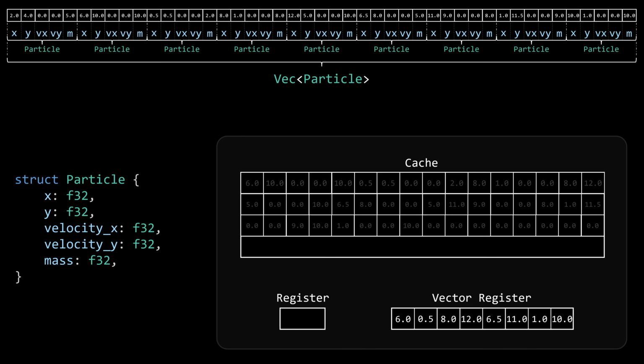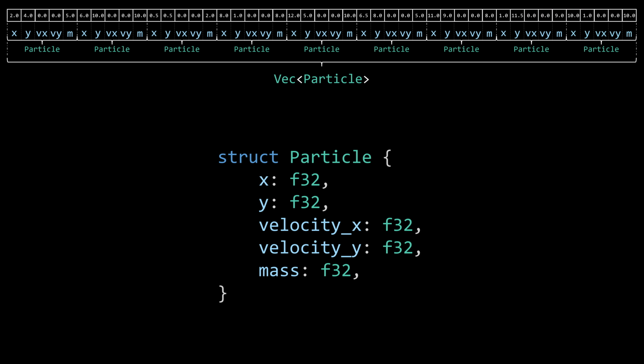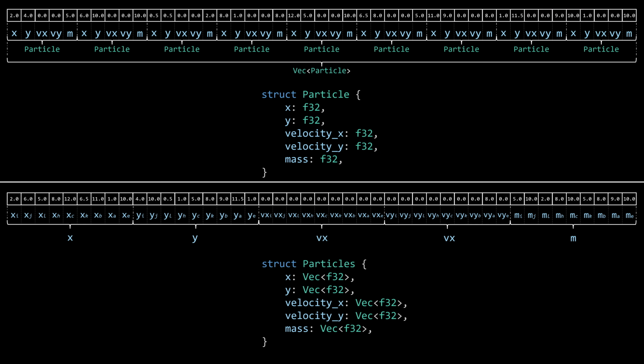The solution is a little awkward. Instead of using an array of structures, we can use a structure of arrays. Now we have one array containing every x position, another array containing every y position, another containing every x velocity, another for the y velocities, and another for the masses.